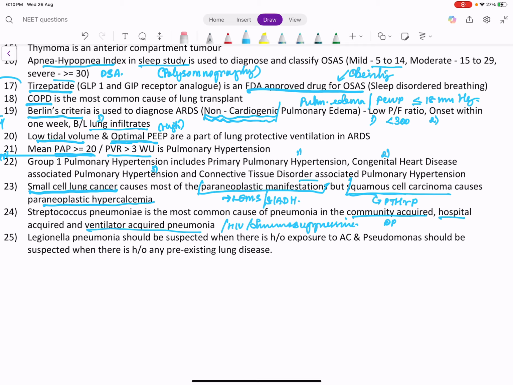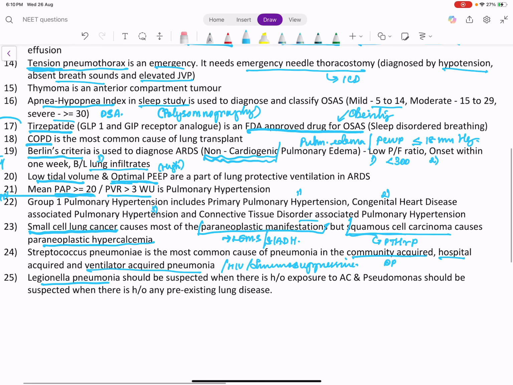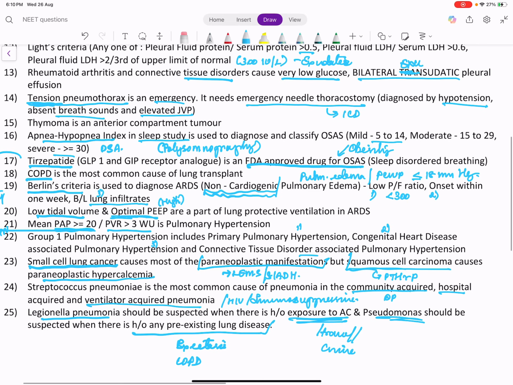For example, Legionella pneumonia should be suspected when there is history of exposure to AC or a travel or some cruise. Pseudomonas aeruginosa should be suspected when there is any pre-existing lung disease like bronchiectasis or when there is a COPD. Any previous lung disease, if there is a pneumonia, think of Pseudomonas.